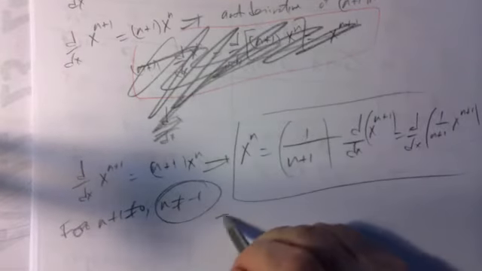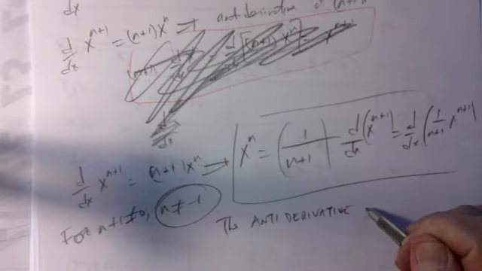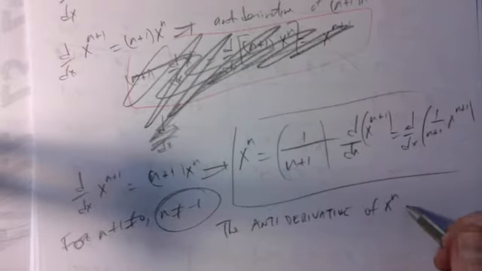So what does that say? It says that the antiderivative of x to the n is 1 over n plus 1 x to the power n plus 1 for all n not equal to minus 1. So this is the simplest and also the most important antiderivative in some sense. Let me write it down again over here.